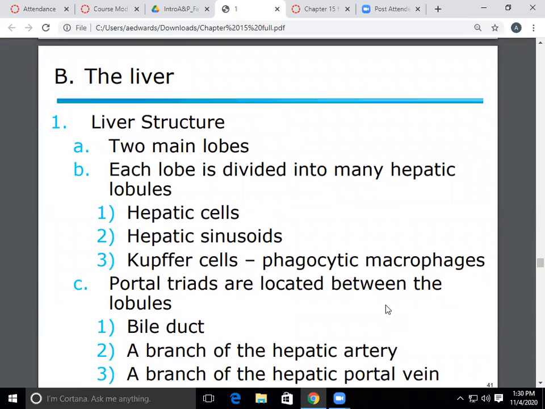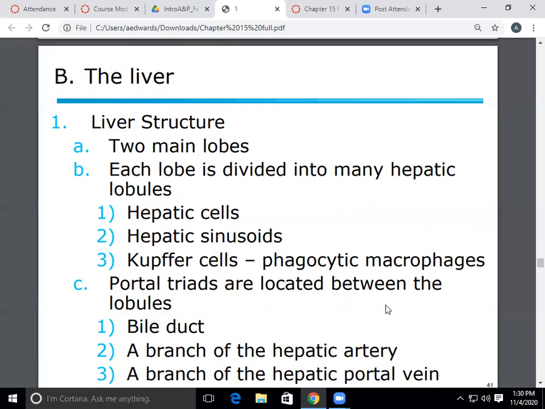All right, your liver. Liver has two predominant lobes. Lobe's going to be divided into different lobules, and hepatic is a root word, has to do with the liver. And those lobules have hepatic cells. They have hepatic, what we call sinusoids. We have what we call Kupffer cells. And those are phagocytic macrophages. They break things down, eat them.